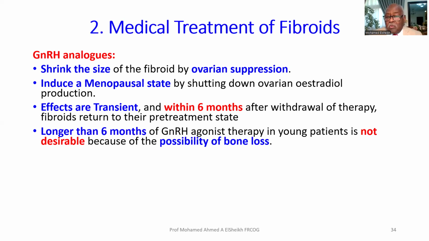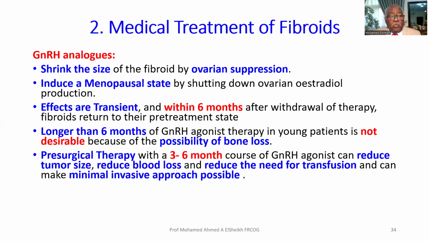Within 6 months after withdrawal of therapy, the fibroids return to their normal pre-treatment size. So a lady may take them, reduces the symptoms, reduces the bleeding, but unfortunately, once she stops the GnRH agonist, the size of the tumor will become back to normal. And we believe that longer than 6 months of GnRH agonist therapy in young patients is not desirable because there is a possibility of bone loss, that's to say, leading into the menopause.